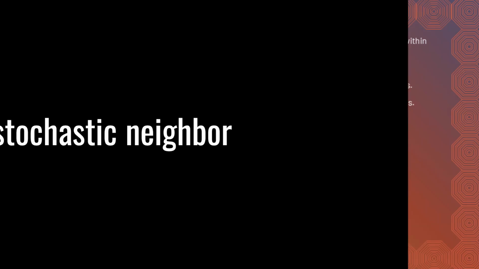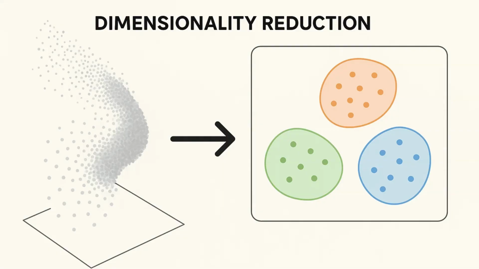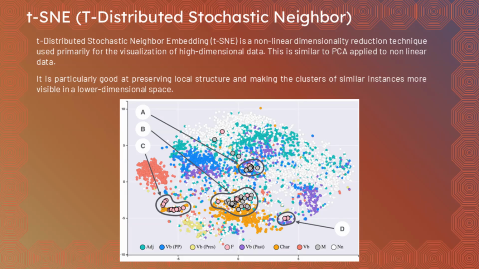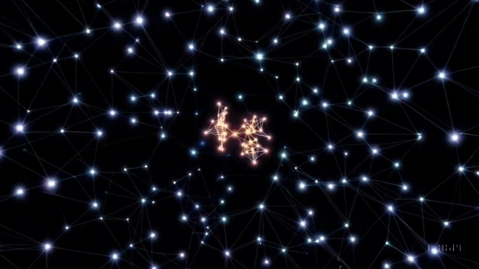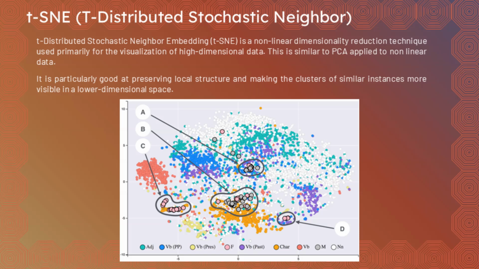t-SNE, or t-distributed stochastic neighbor embedding, is a powerful nonlinear dimensionality reduction technique designed primarily for visualizing high-dimensional data. Unlike linear methods like PCA, t-SNE excels at preserving the local structure of data, meaning it keeps similar points close together in the lower dimensional output. This makes it especially useful for identifying natural clusters or patterns that may not be obvious in higher dimensions. By reducing data to 2 or 3 dimensions, t-SNE helps us see how data points relate to each other in a way that's intuitive and visually meaningful, even if the original data is highly complex.